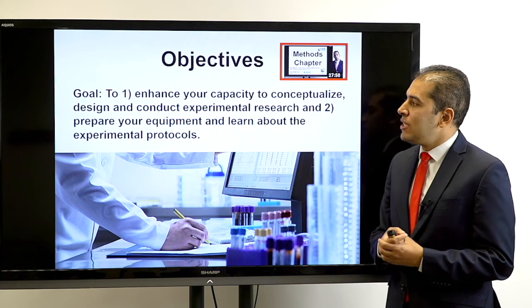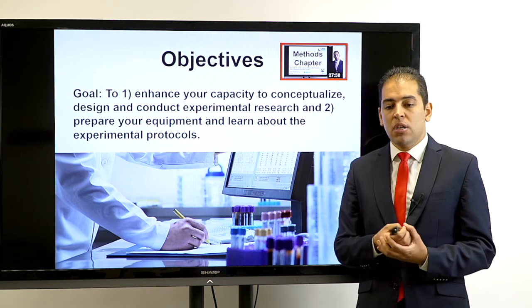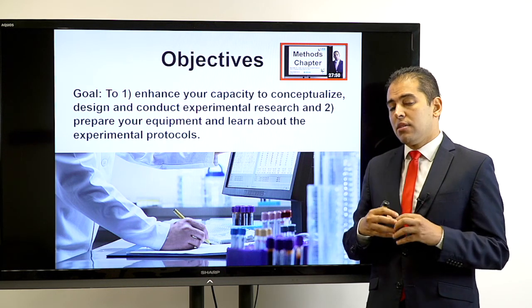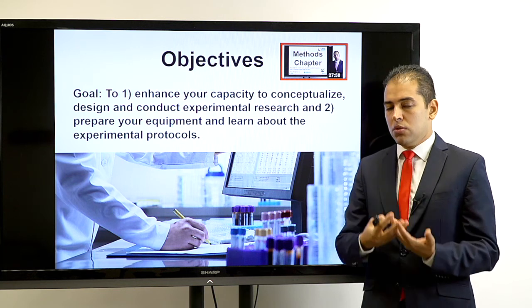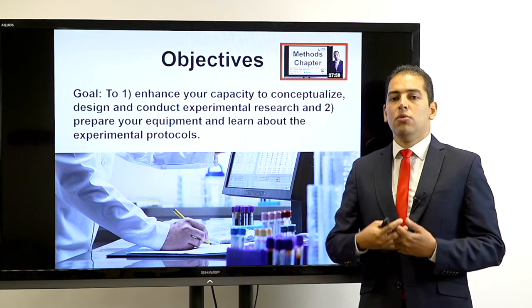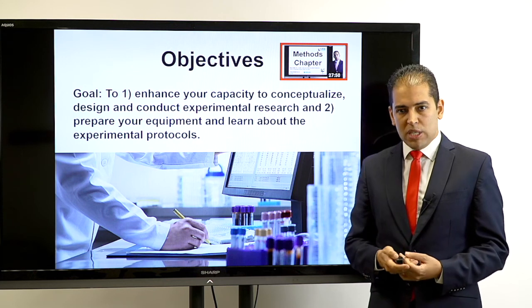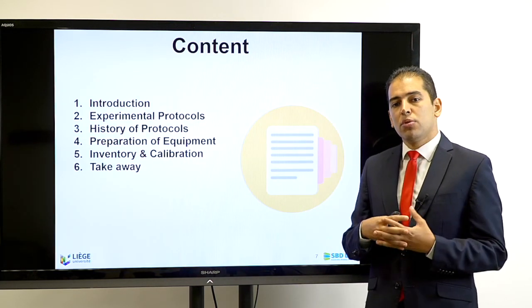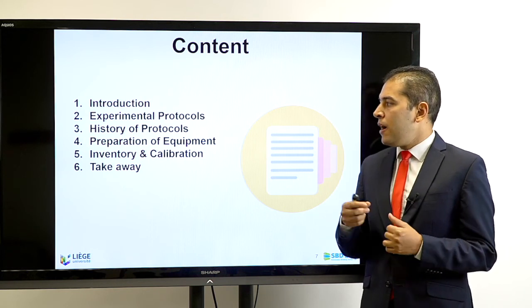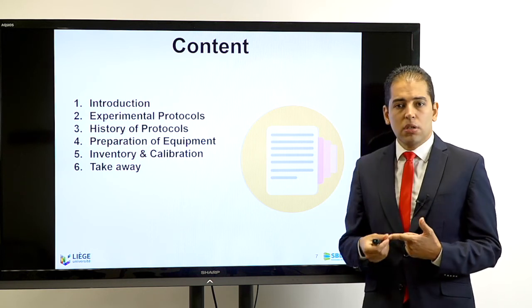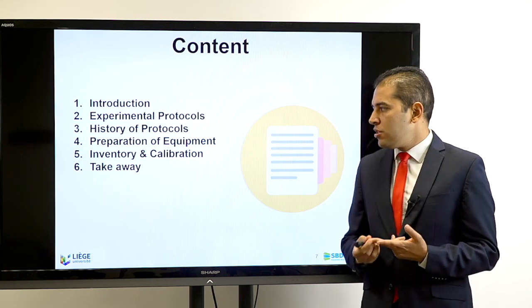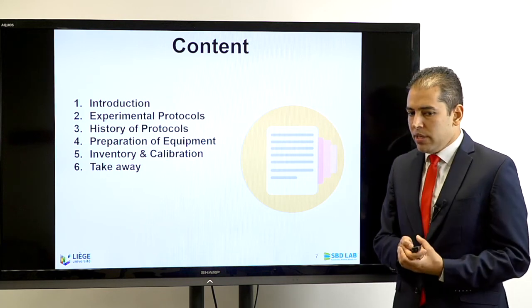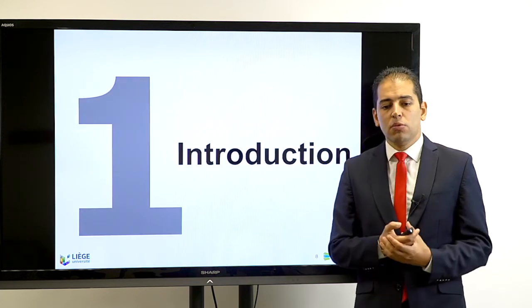Now, the objective of today's presentation is to enhance your capacity to conceptualize, design, and conduct your experimental research, and to prepare your equipment, get familiar more with your protocols that you will use so that you can be ready to perform your experiments. The content of today's presentation is a general introduction about protocols and equipment, experimental protocols, the history of experimental protocols, preparation of your equipment, how to inventorize your equipment and calibrate them, and finally some takeaway messages. Let's start with the introduction.